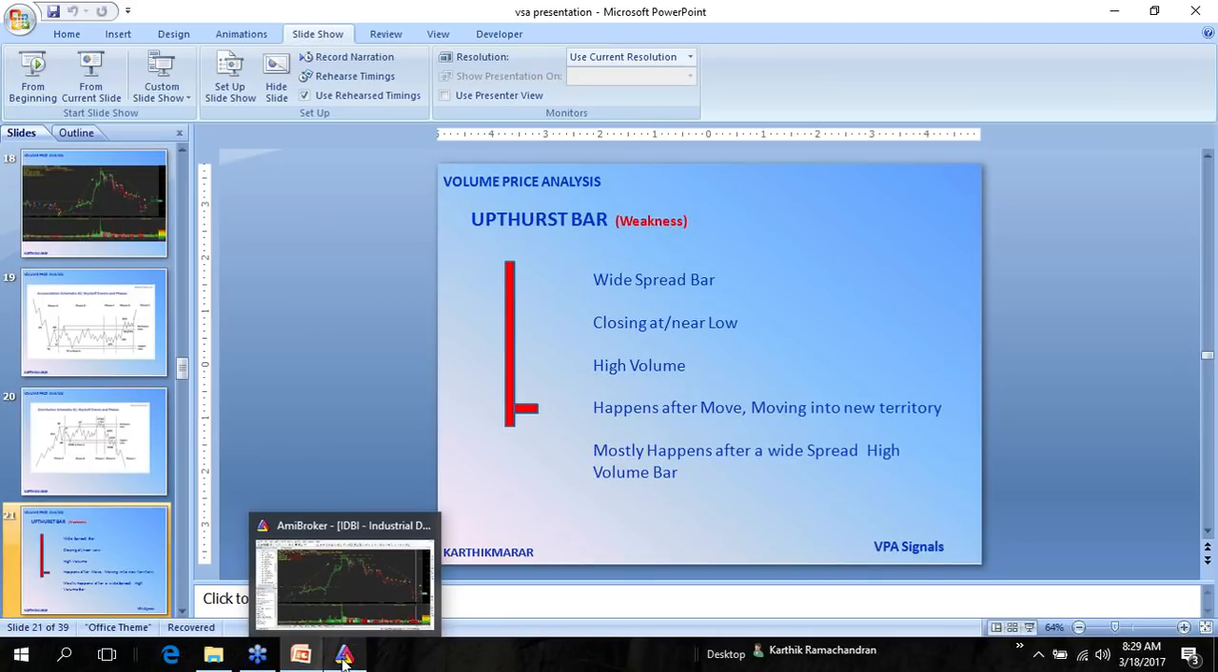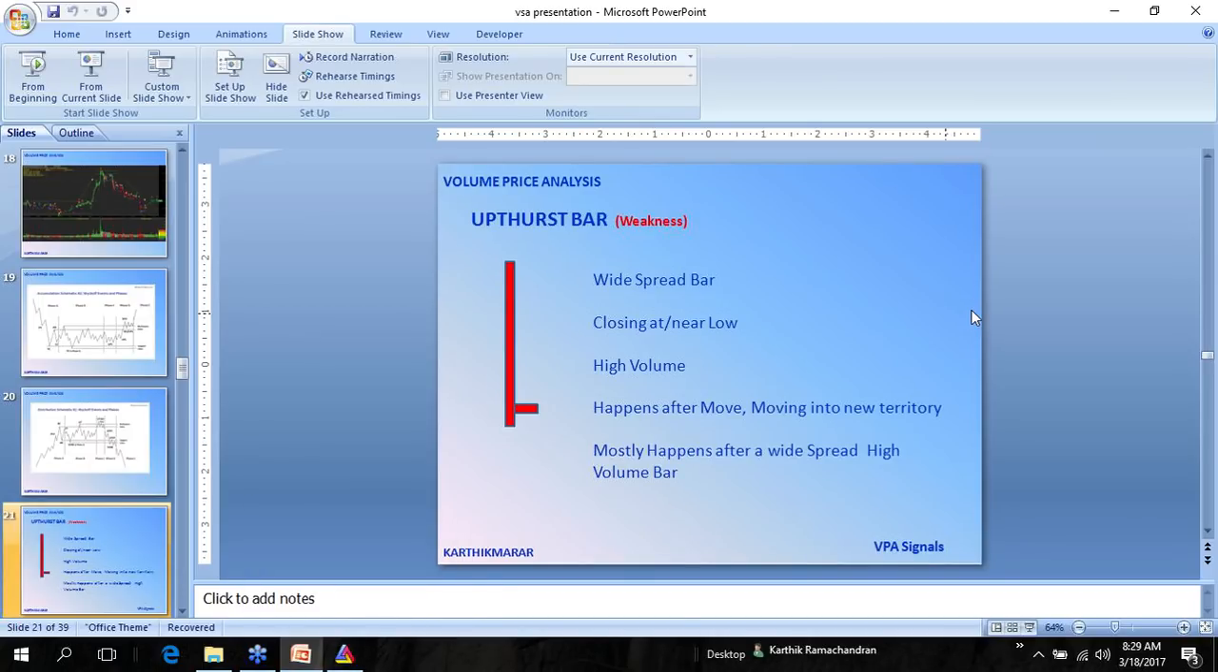So the upthrust bar, to repeat, is a wide range bar with high volume and closing down. It indicates the prices were marked up during the day. And of course, I said it is also applicable in other time frames. During that particular time frame, it was marked up, and the trading activity was high, as indicated by the high volume, and the prices were dropped near the low towards the closing hours or the end of the time frame.